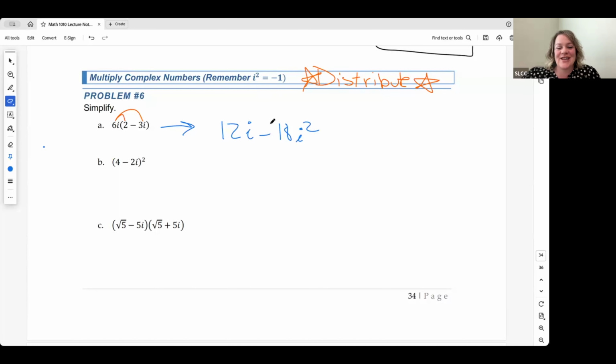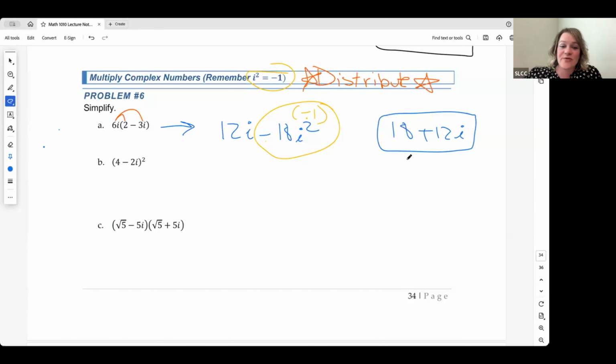Remember, i squared is -1. I never write i squared. When I get completely simplified, I substitute that -1 in there. So I plug -1 in here, which would cause this to be a positive 18. Negative times a negative, positive. Now that's my real portion. So I have 18 and then plus 12i. There's your ending complex number in the correct form, a plus bi.